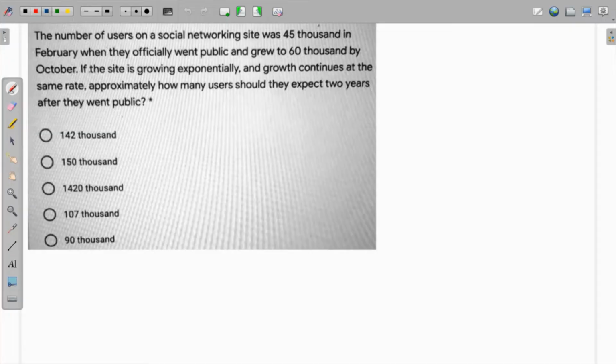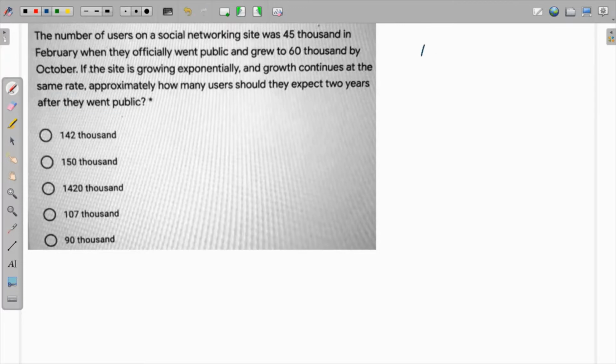The number of users on a social networking site was 45,000 in February when they officially went public and grew to 60,000 by October. The site is growing exponentially and the growth continues at the same rate. And approximately how many users should they expect in 2 years after they went public?